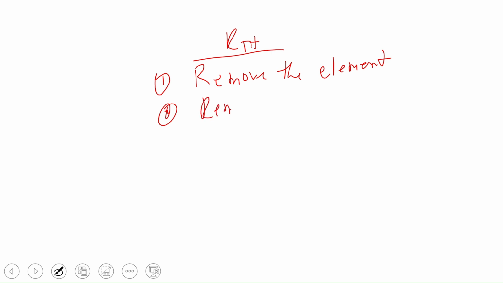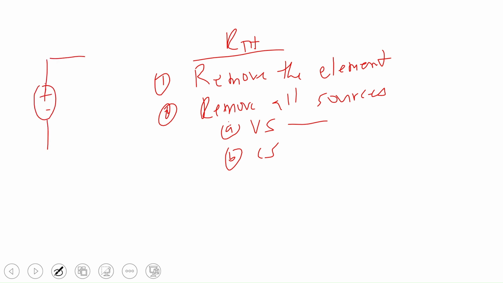So the next thing we are going to do is to remove all sources. Now, how are we going to remove sources? We all know that in a circuit, it is either, let me call that A, a voltage source, or B, a current source, that we may find within a circuit. The question is, how do you remove a voltage? So if I have a voltage like this, and I want to remove the voltage, the only thing is to short circuit the voltage. So if it's a voltage source, we are going to short it.